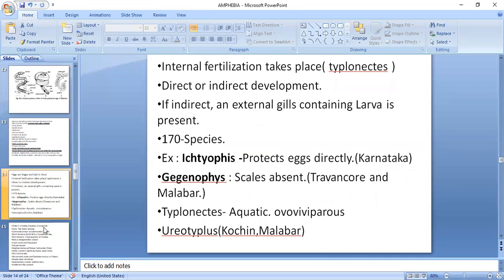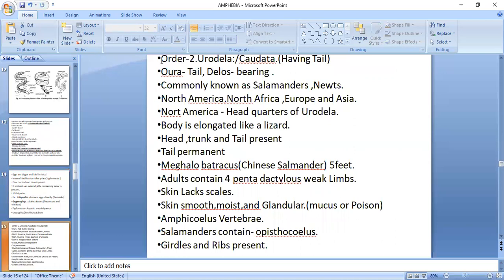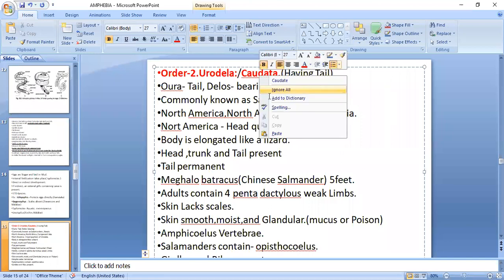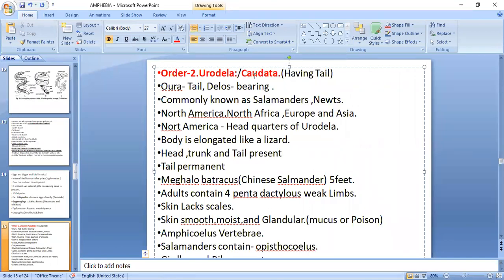So then, the second order in the living amphibians, or Amphibia. Order Urodela. Uro means tail, and dela means bearing. Okay. Caudata also means tail-bearing, cauda meaning tail.